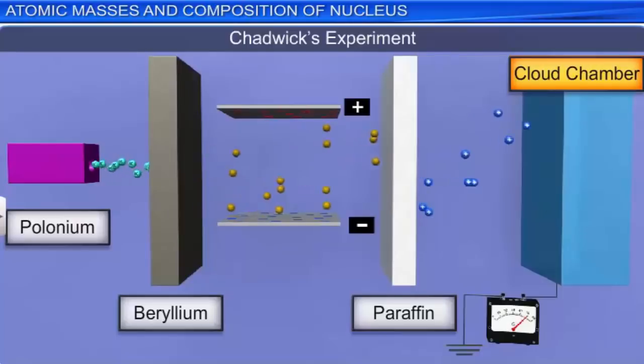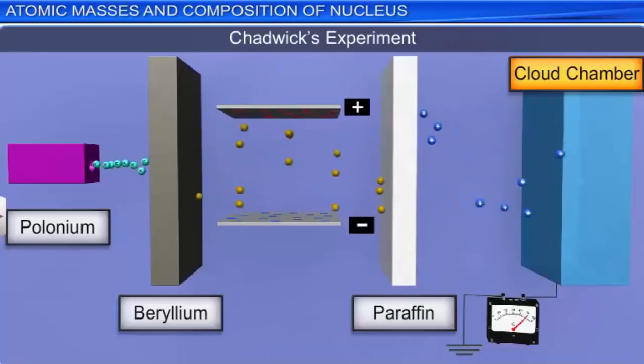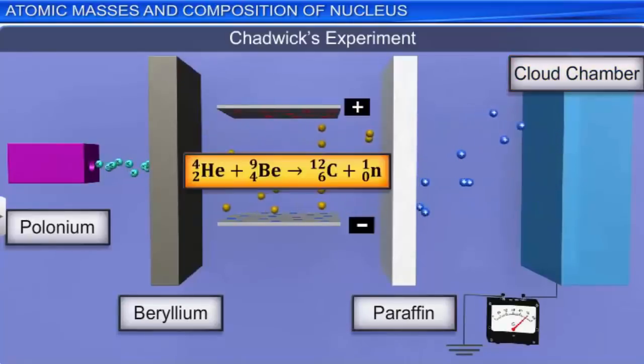Therefore, Chadwick assumed that these neutral particles were of the same mass as that of the protons. Calculations done on the basis of this assumption by applying the law of conservation of energy and momentum showed this assumption was in excellent agreement with the results obtained experimentally. The nuclear reaction occurring in Chadwick's experiment can be summarized as 2He4 + 4Be9 → 6C12 + 0n1. Here, 0n1 represents the neutron.